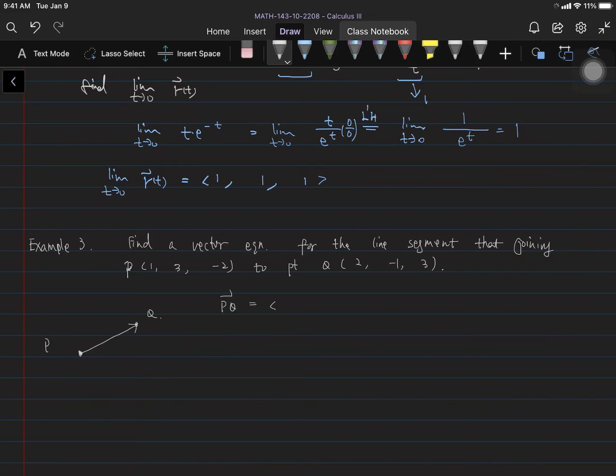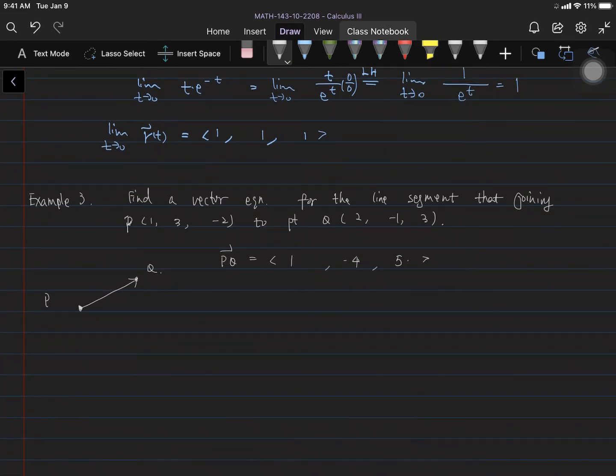So the PQ vector, we use the terminal point minus initial point. 2 minus 1, 1. Negative 1 minus 3, negative 4. 3 minus negative 2, so should be plus 2, 5. That's the PQ vector. And we can treat this as the v vector. And if we pick the point P, we can write down the line equation, right? Okay, so x equals what? x naught, which is 1, plus t v1, which is t, because this is just like a v vector, the direction of the line.